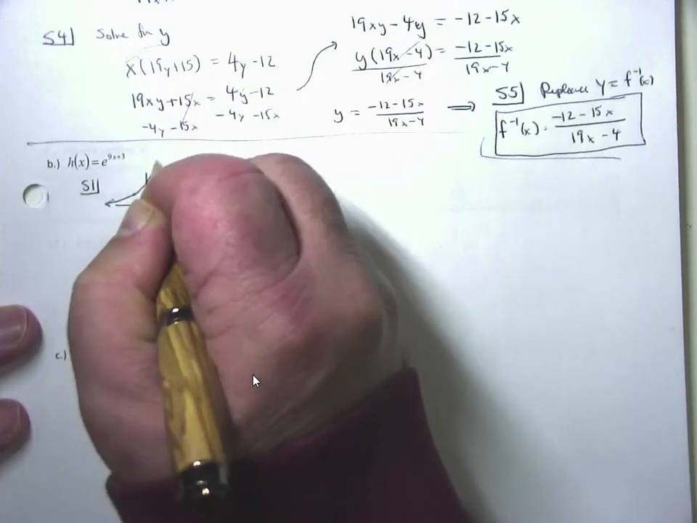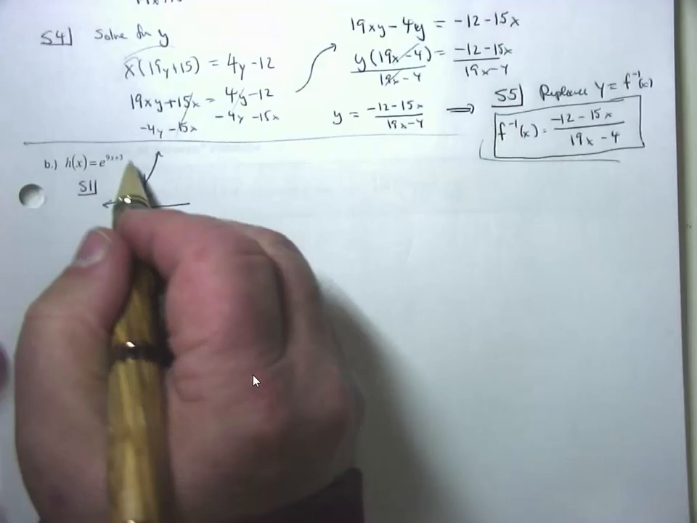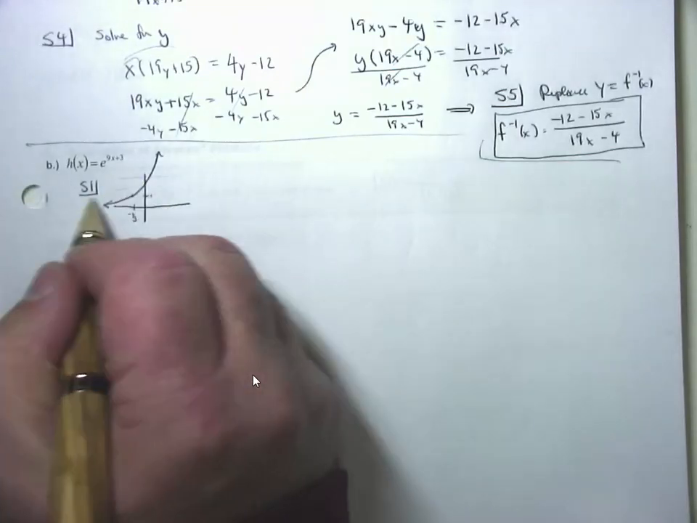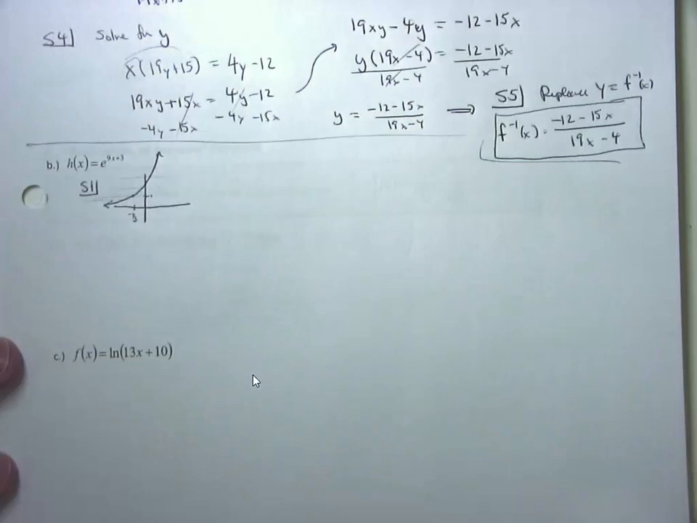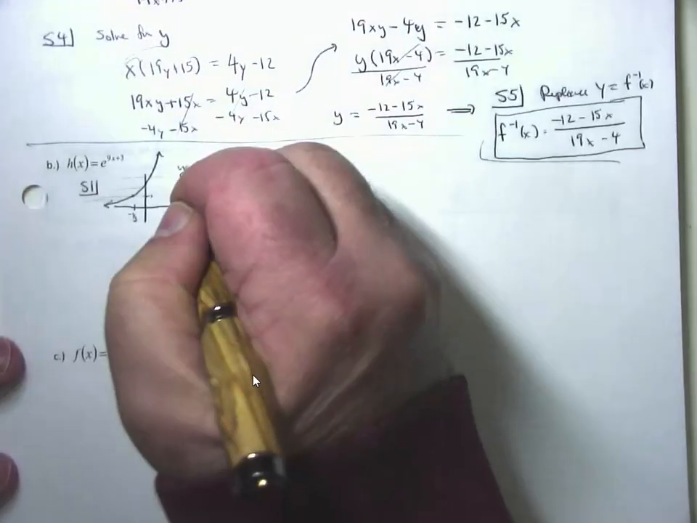And I know it's an exponential function, so it has this look to it. You can put it on the calculator if you want to. Here's my question. Is it one-to-one? Do the horizontal line test. A horizontal line test should only intersect a one-to-one function in at most one spot. Any horizontal line will intersect at only one spot. So yes, it's one-to-one.